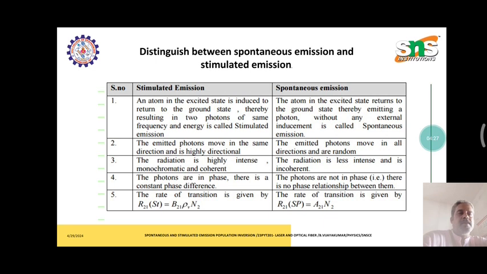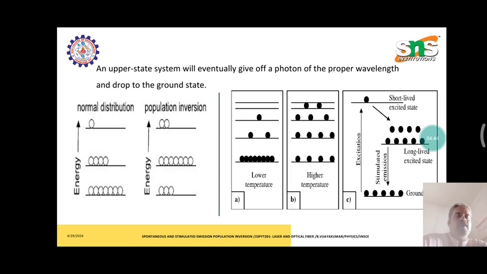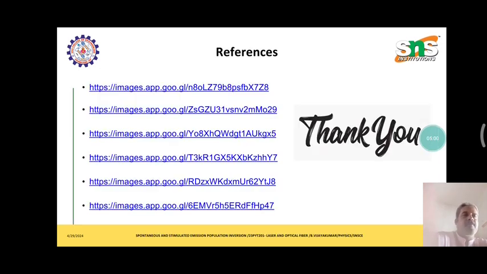The rate of transition for stimulated emission is given by R_st equal to B21 rho N2. The rate of transition for spontaneous emission is given by R_sp equal to A21 N2. These pictures show the movement of atoms from ground to excited state and excited to ground state in different energy levels.